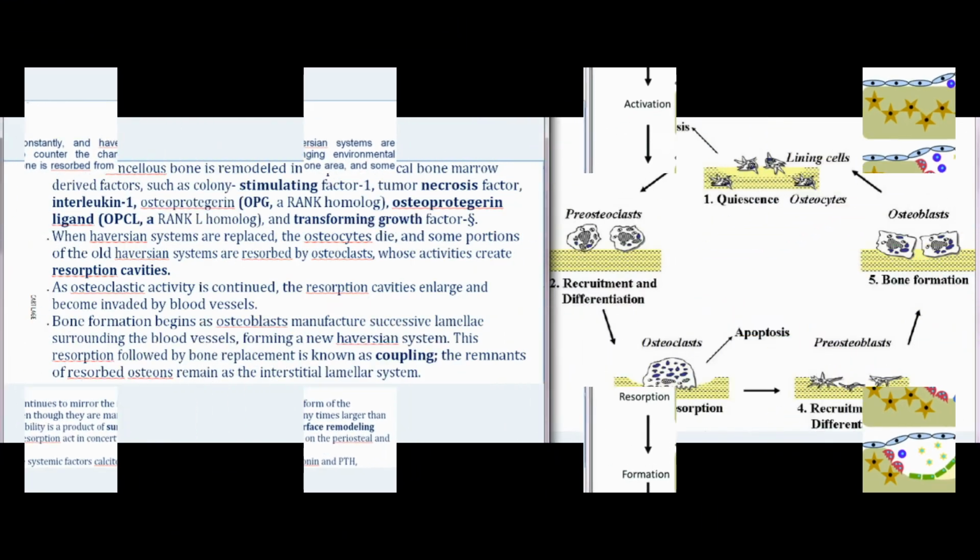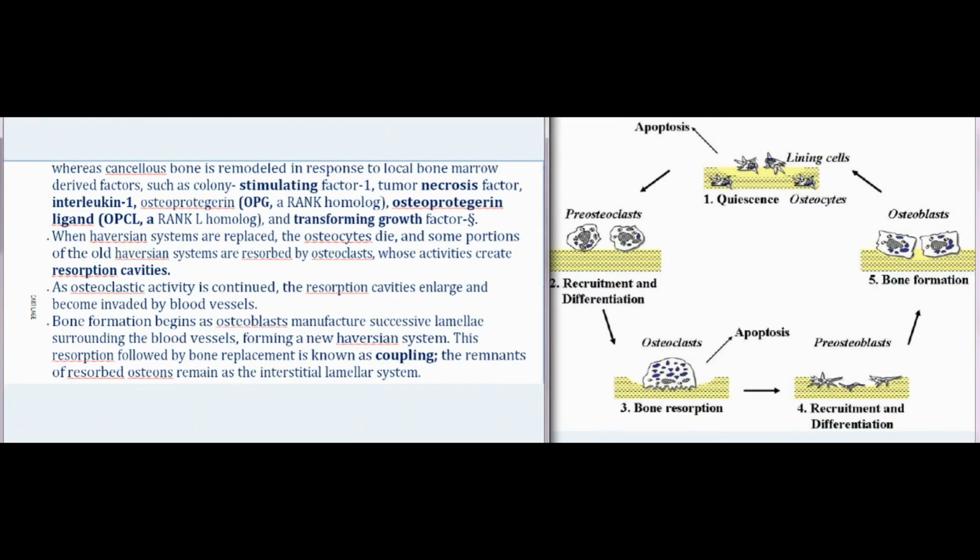Cells of compact bone respond to the systemic factors calcitonin and PTH, whereas cancellous bone is remodeled in response to local bone marrow-derived factors, such as colony-stimulating factor 1, tumor necrosis factor, interleukin-1, osteoprotegerin (OPG), a RANK homolog, osteoprotegerin ligand (OPGL), a RANKL homolog, and transforming growth factor beta.